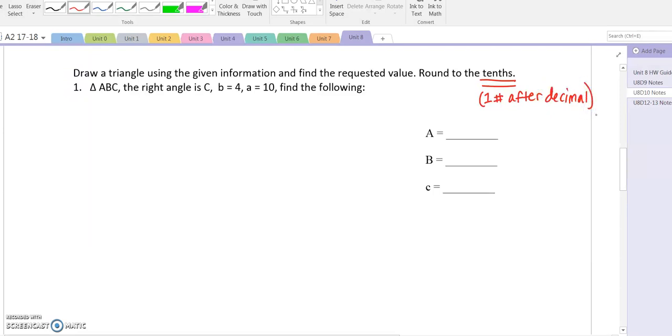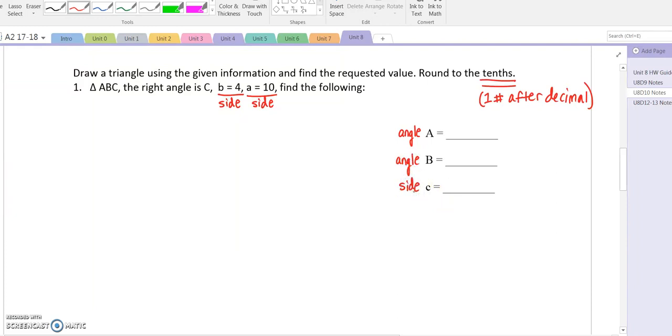Okay, so number one says triangle ABC. The right angle is C. Little b equals 4. That means side B is 4. And little a, so again, side A is 10. And find the following. It says capital A, so that's angle A. Capital B is angle B. But lowercase c, that would be side C.